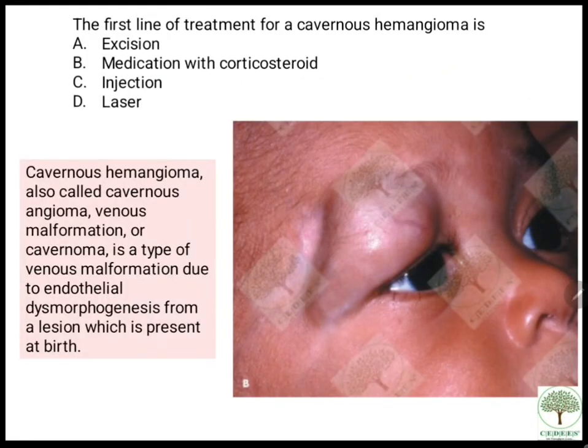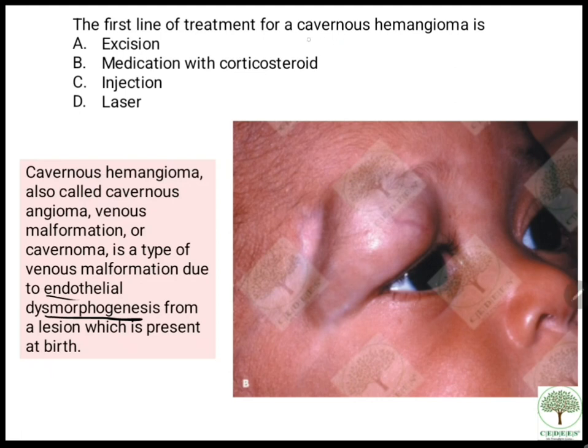Now coming to the next question. The first line of treatment for a cavernous hemangioma is... Now, hemangioma is basically a collection of abnormal blood vessels or a malformation due to endothelial dysmorphogenesis. So, abnormality in the size and shape of the endothelial cells due to any cause. It can be genetic, it can be iatrogenic. There can be many causes of this hemangioma formation or a malformation.